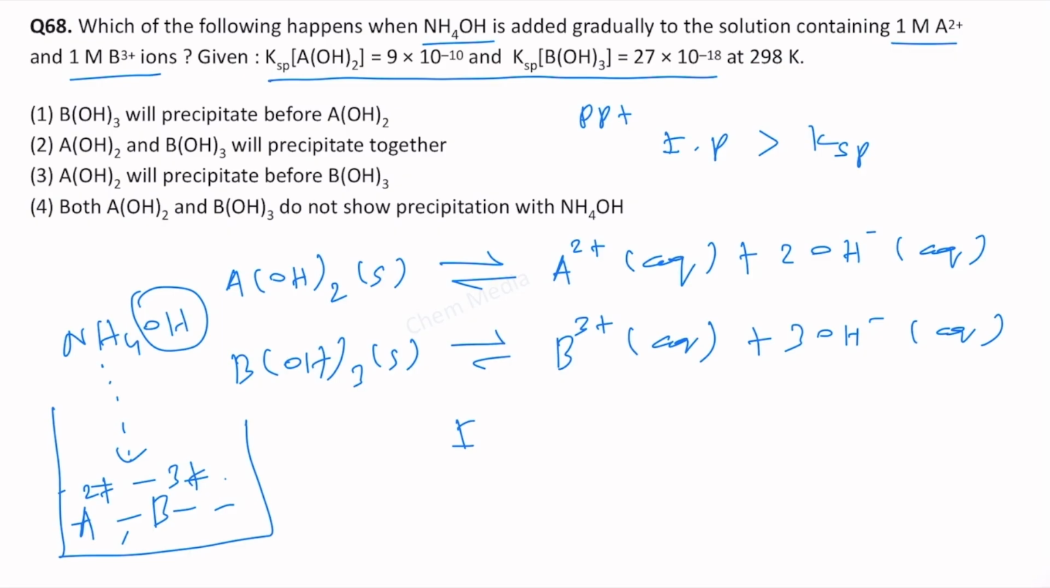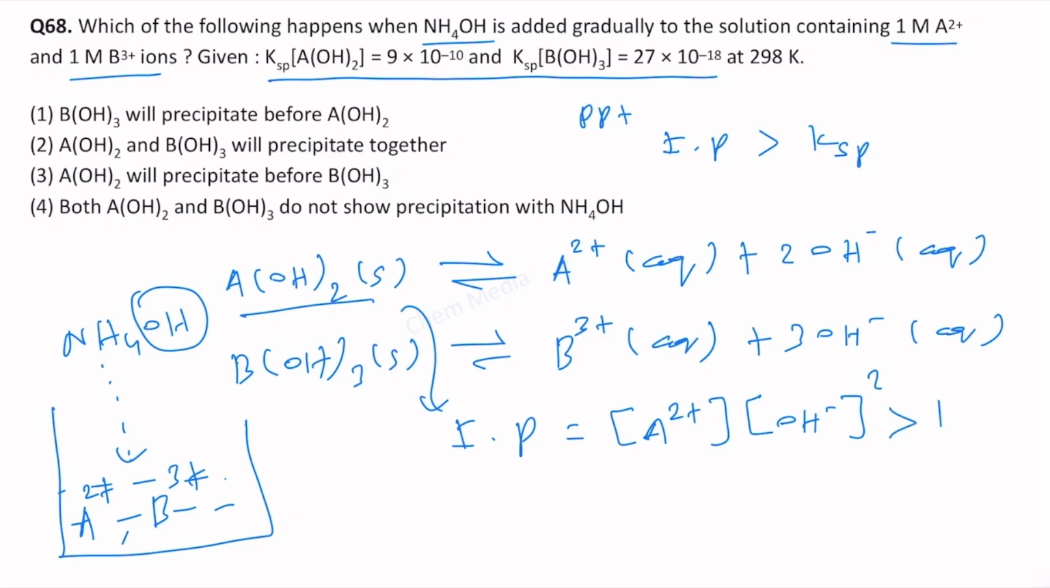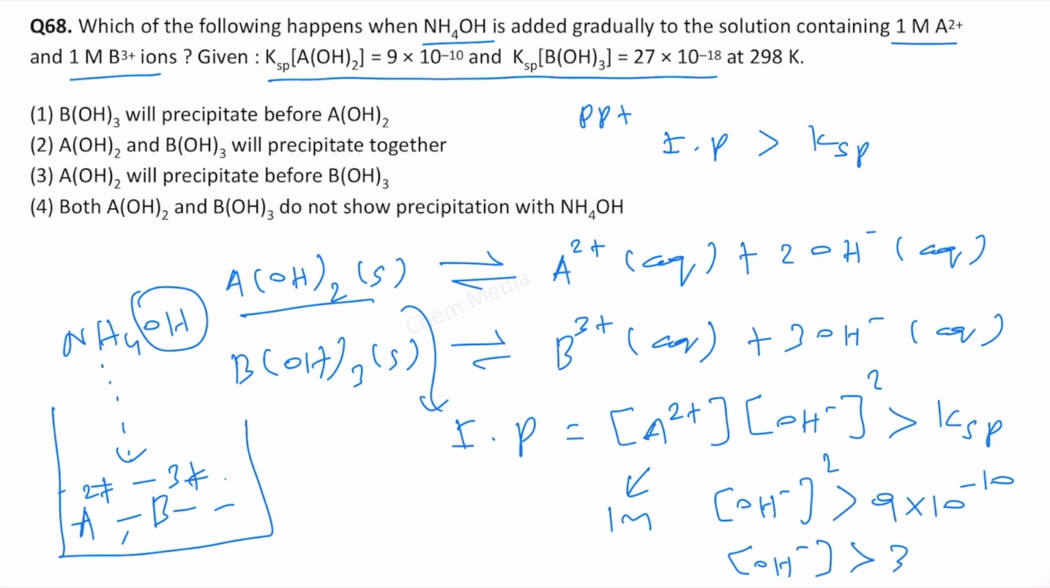So we know that ionic product, let's say for this one, we can write it as equal to concentration of A2+ times concentration of OH- square. If this has to be greater than the solubility product, then A2+ concentration here is given as 1 molar. So therefore OH- concentration square is greater than 9 times 10 to the power minus 10. So therefore the concentration of OH-, if we take a square root, would be 3 times 10 to the power minus 5 molar, isn't it?